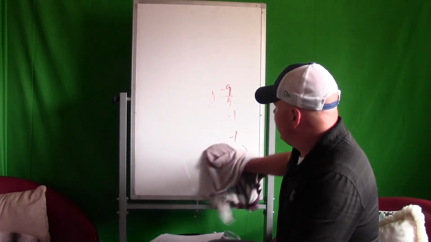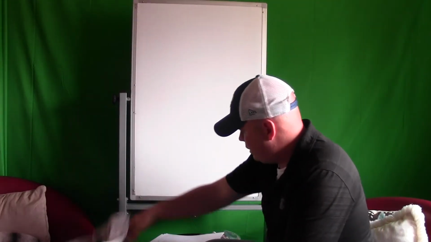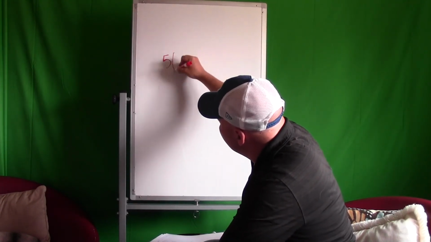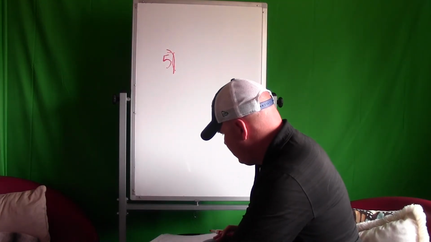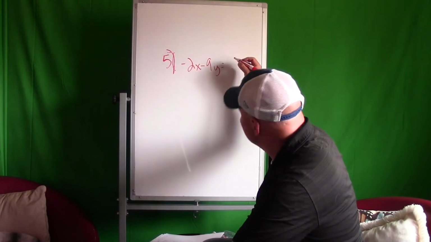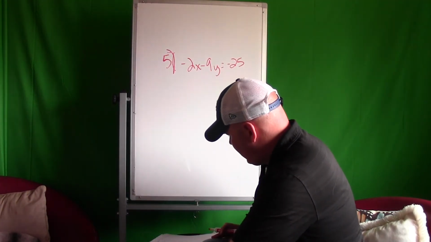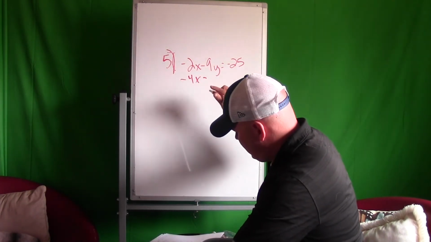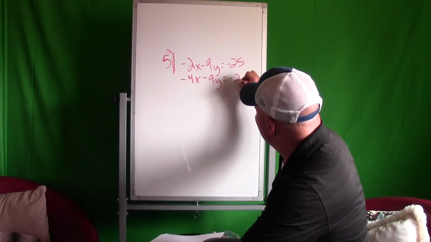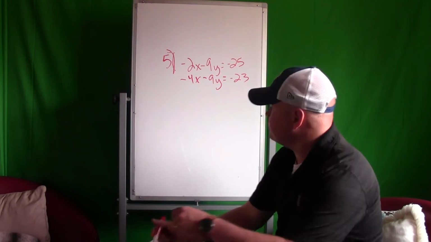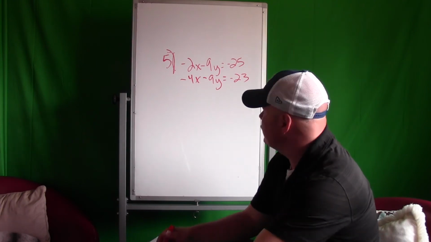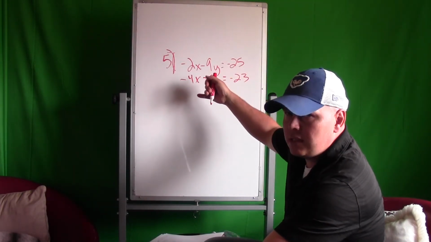Last but not least, the final problem you guys had on your quiz today was this guy. Number 5. Negative 2x minus 9y equals negative 25. And we had negative 4x minus 9y equals negative 23. Okay? Now, when I'm looking at these, none of these cancel by themselves. None of these are opposites of one another. So I either have to choose my x's to isolate or my y's.